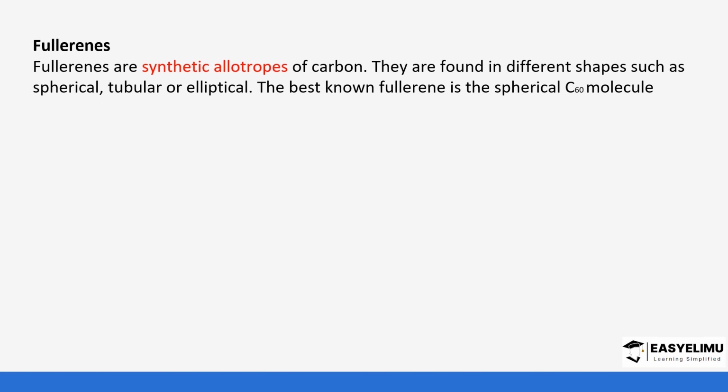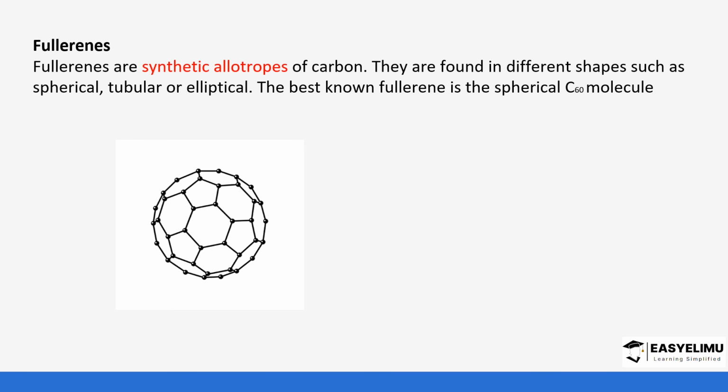Fullerenes are usually synthetic allotropes of carbon. They are usually found in different shapes. They can be spherical, tubular, or elliptical. An example is C60. So that's how fullerene looks like.